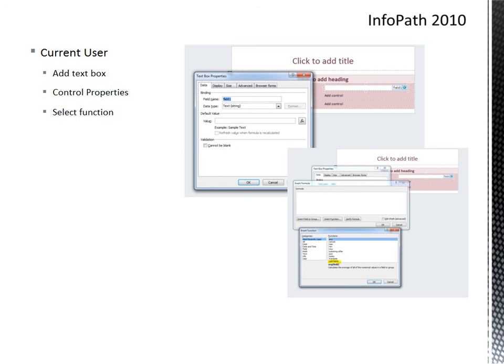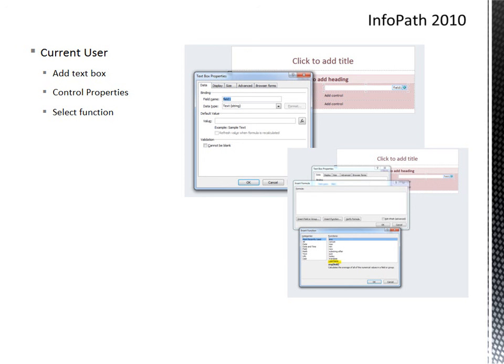This is the one I was talking about, which is the current user form, which basically shows another feature within InfoPath 2010, which is the functions. So you simply add a text box, as shown in this top section, and then in the default value, there's a little function button. If you click on that function button, then you have a section in which you can add functions.